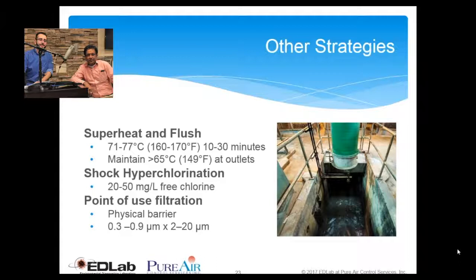Shock hyperchlorination, the use of chlorine and a little bit of extra amount such as 20 to 50 milligrams per liter, is a good way to add chlorine. And point of use filtration is another one, which is very effective because it basically gets rid of bacteria, especially at the point of use when we put that kind of filter.